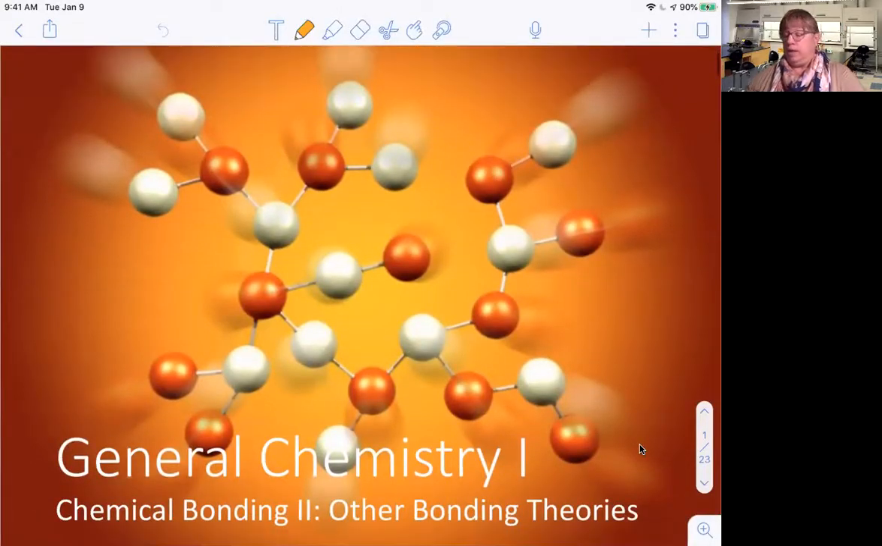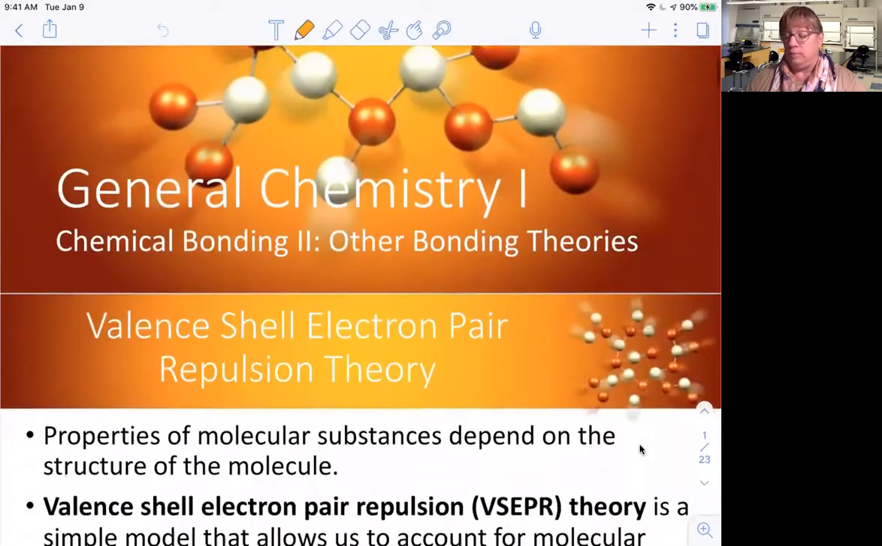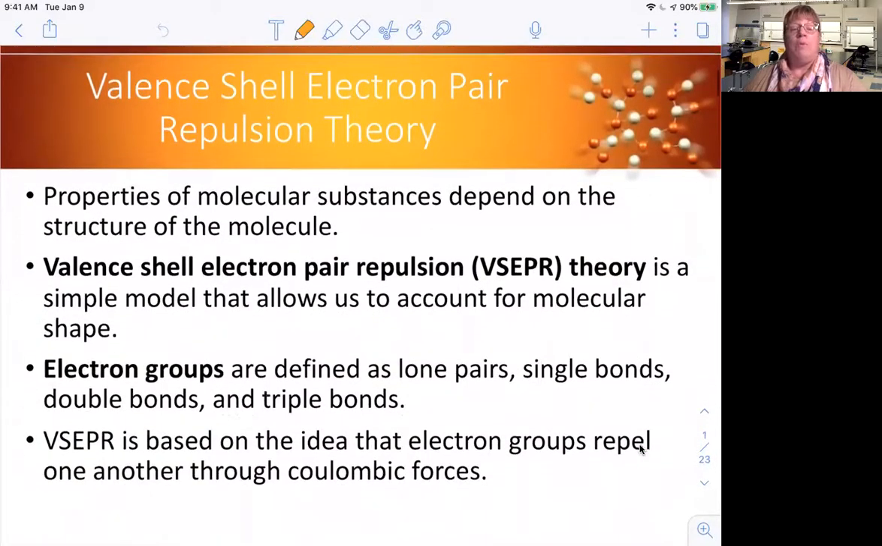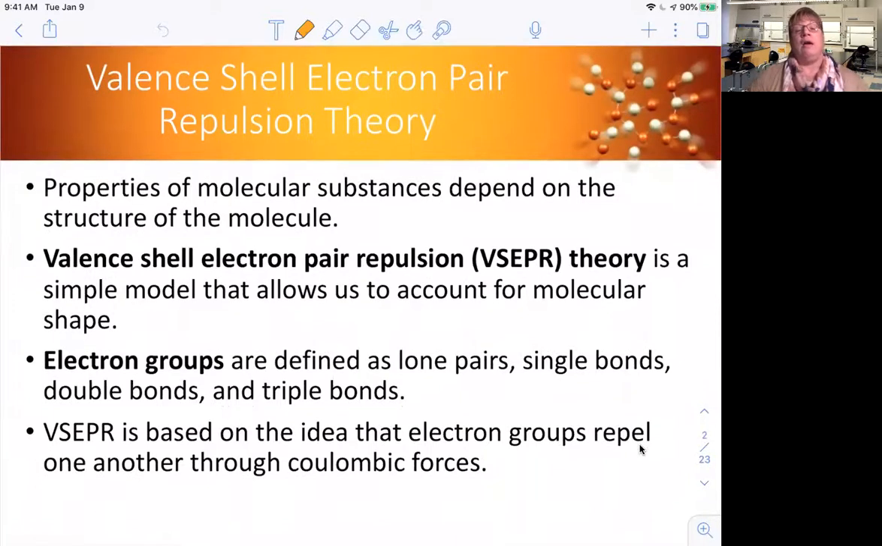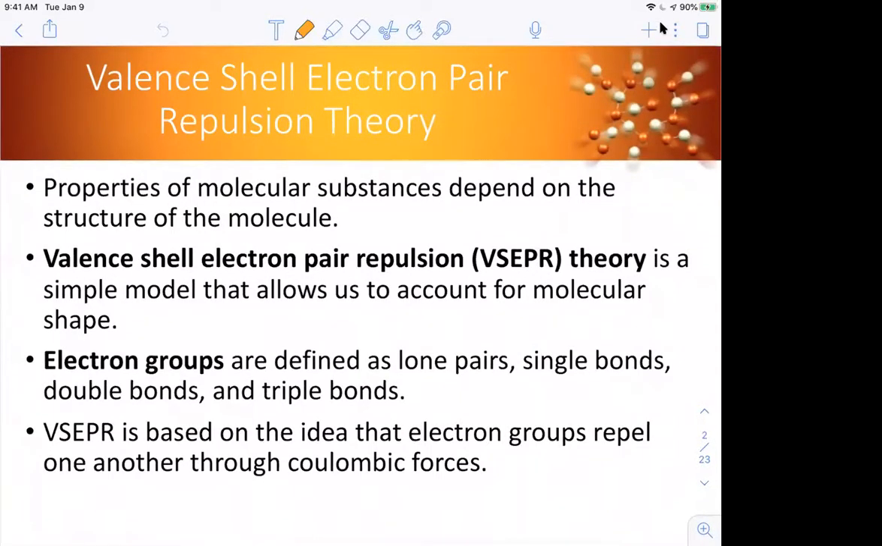All right. So here we want to look at valence shell electron pair repulsion theory, which is considered another bonding theory. What we want to look at is the fact that a lot of properties of molecular substances actually depend on the structure of the molecule. So there's a model called valence shell electron pair repulsion, or VSEPR theory, which is a simple model that allows us to account for molecular shape.